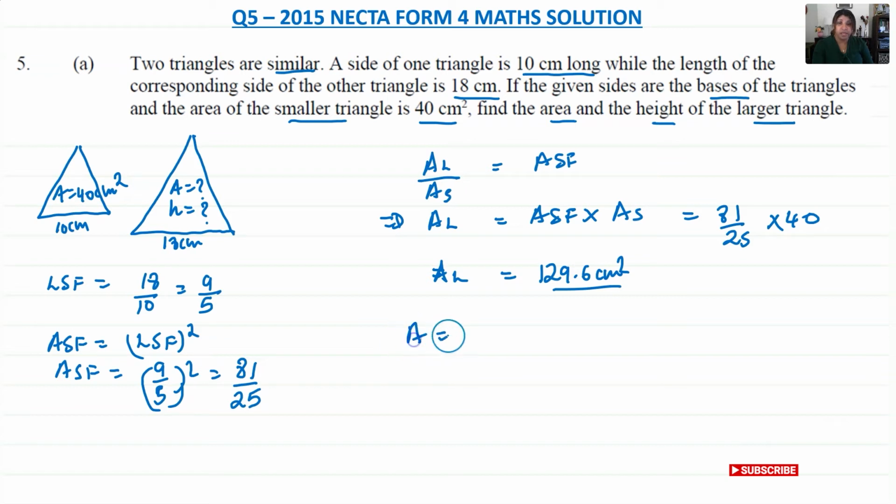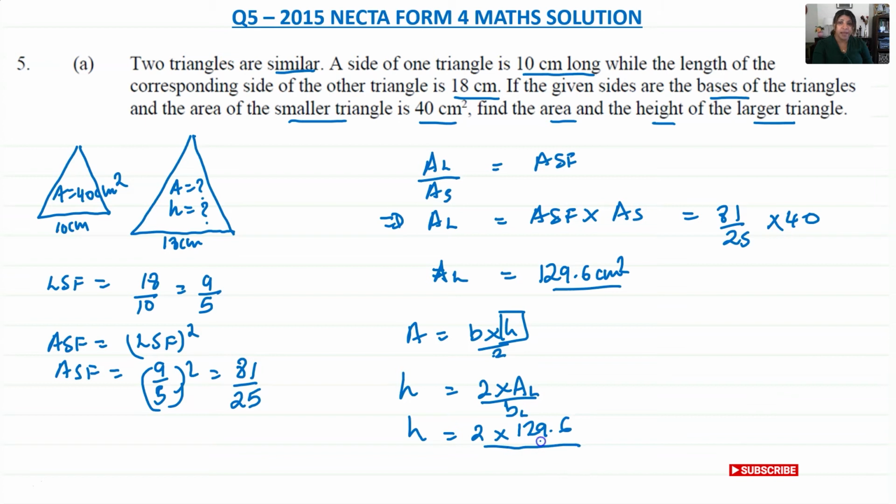Now we need to find the height of the larger triangle. We know area is equal to base times height divided by 2. So we're after the height. We need to get rid of the 2 by multiplying by 2 and get rid of the b by dividing by b. So height is going to be 2 times the area of the larger triangle, divided by the base of the larger triangle. This gives you height equals 2 times 129.6, divided by the base, which is 18, and this will give you 14.4 centimeters. So that is part A completed.